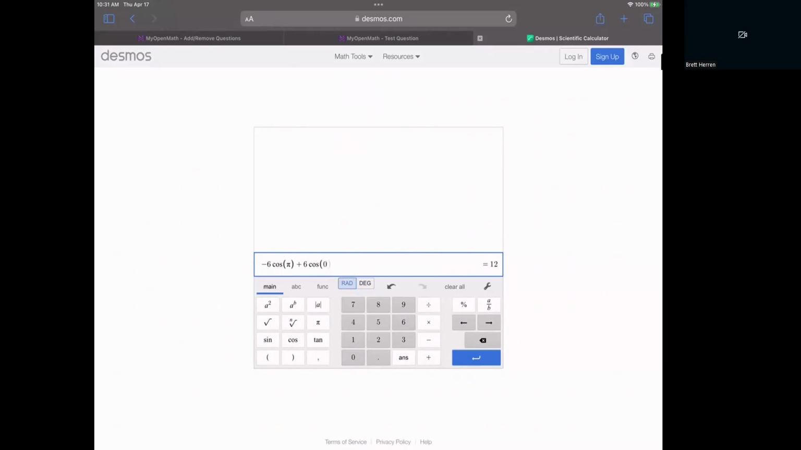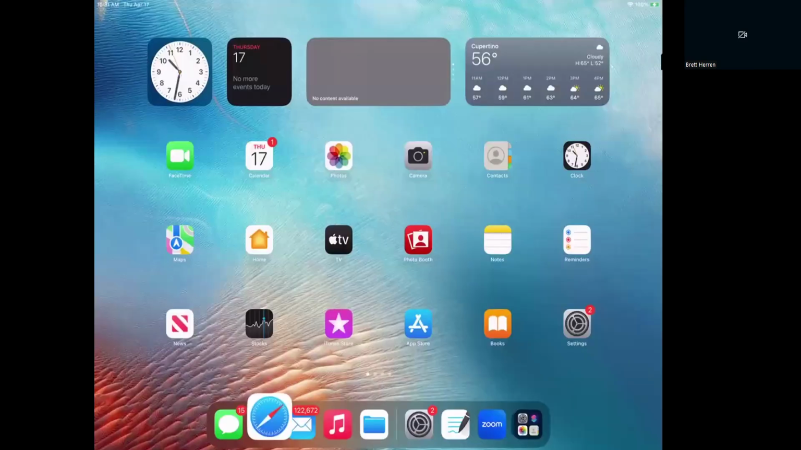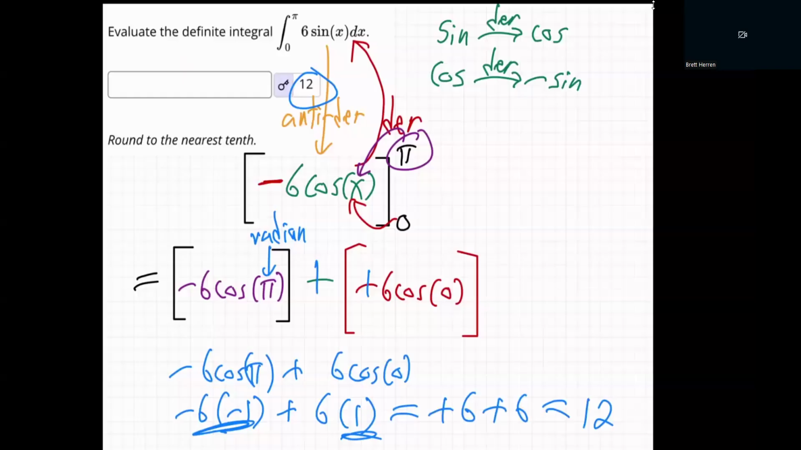There it is. See the degree radian button? Be careful. Remember, you're in radian. How do you know? Because pi is radians. It's not degrees. So there we go. It's 12. You can just do it that way if you want. And so there we go.